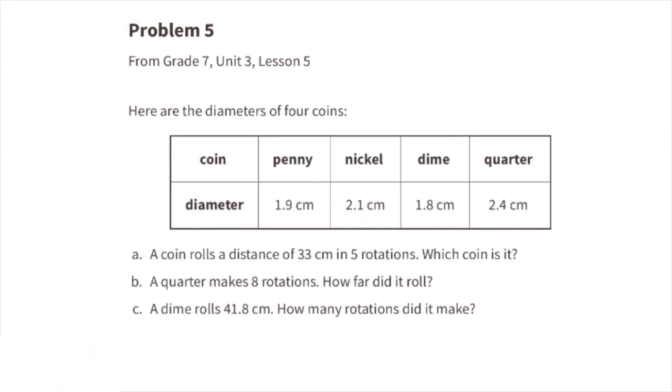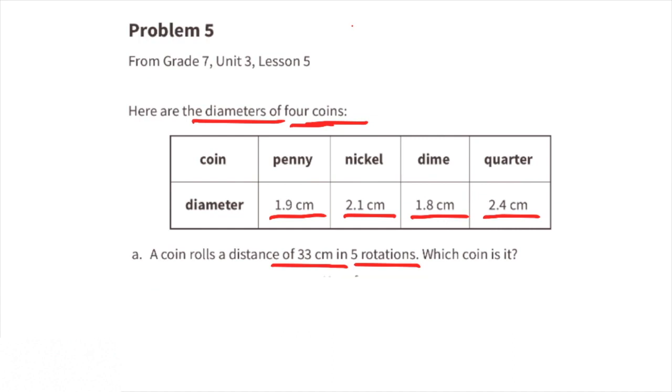Problem number 5 from 7th grade, Unit 3, Lesson 5. Here are the diameters of 4 coins. A. A coin rolls a distance of 33 centimeters in 5 rotations. Which coin is it? That means it rolled its circumference 5 times and traveled 33 centimeters.